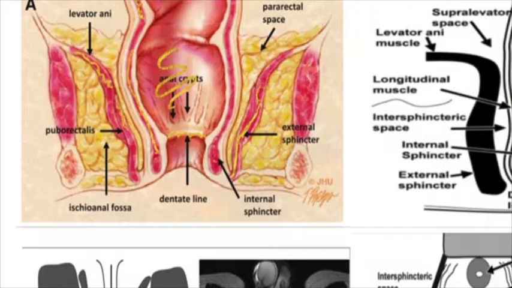Okay, and this fat around the anal canal is the ischio-anal fossa, while what lies by the side of the rectum is the ischio-rectal fossa. Okay, this is the levator ani muscle. Above this is the supralevator part. Below this is the infralevator part.